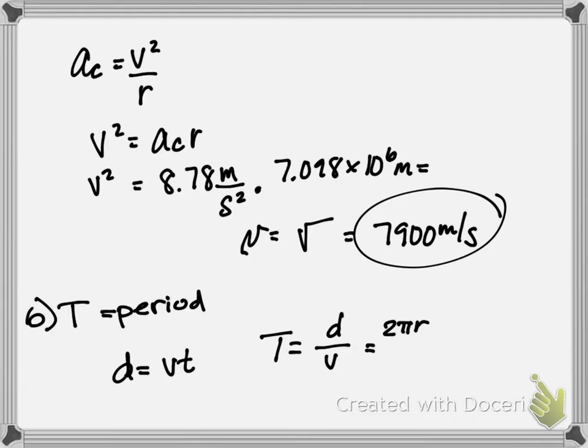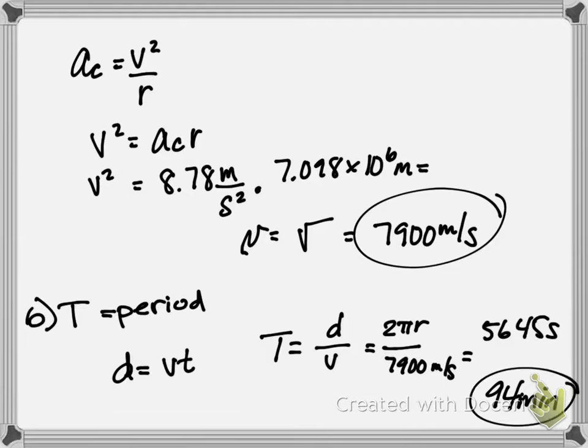So 2 pi times our radius, 7.098 million meters, divided by our orbital velocity, which we just found was 7,900 meters per second. And you get 5,645 seconds, which I usually convert into a more reasonable unit, so 94 minutes. So 94 minutes for once around.